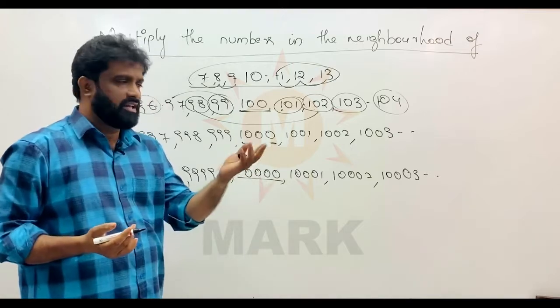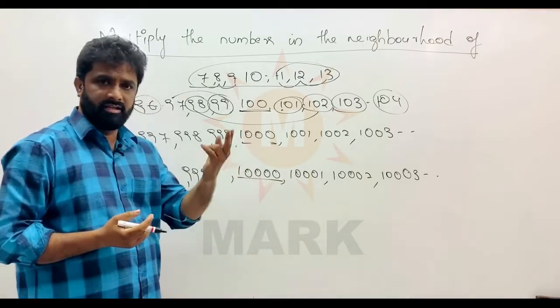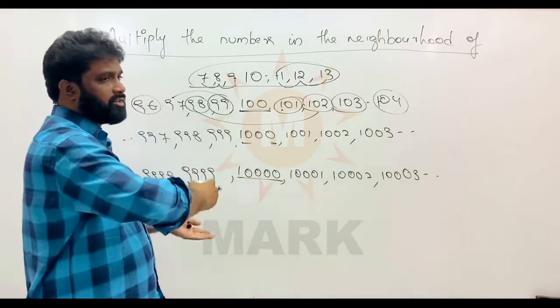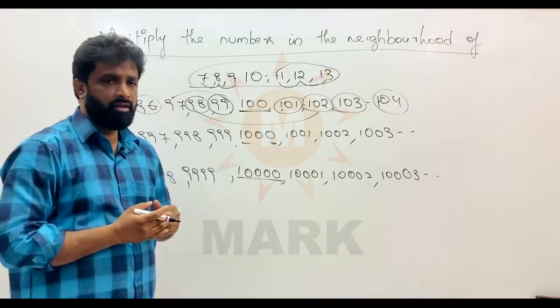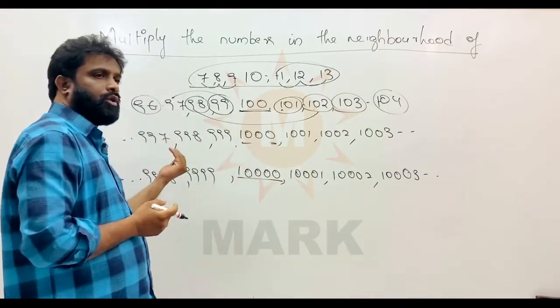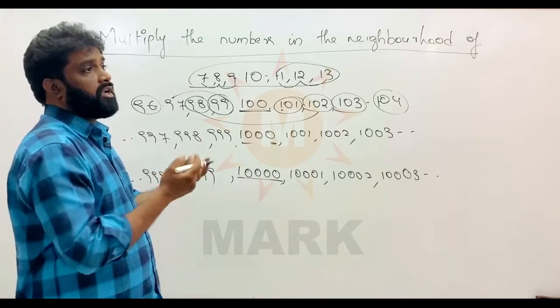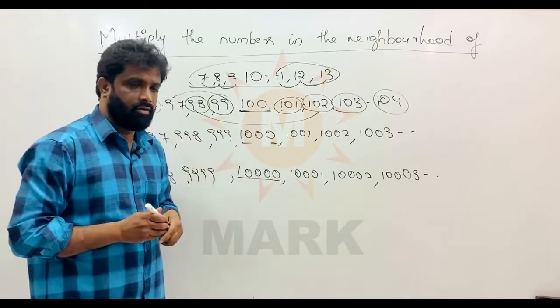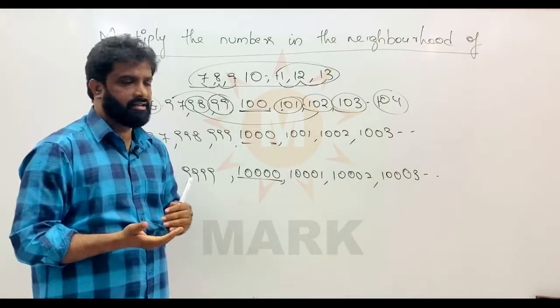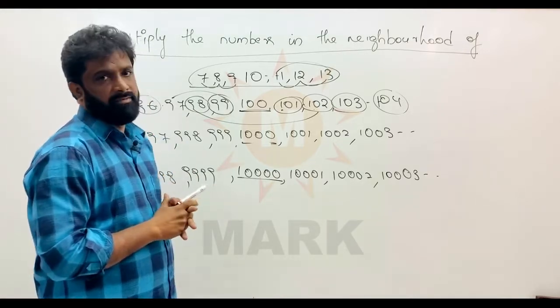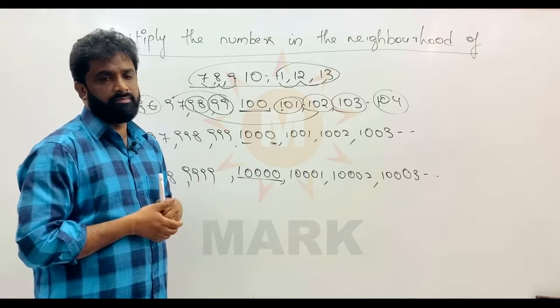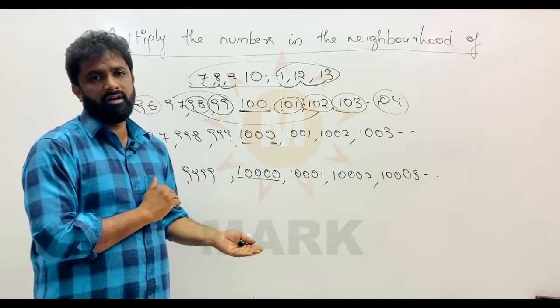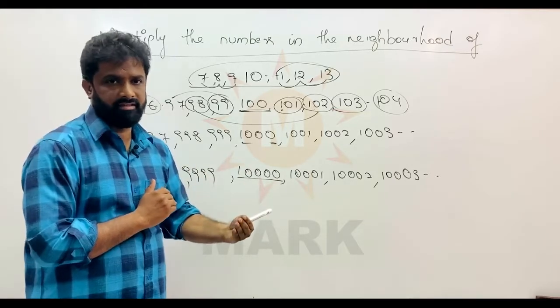So we will divide these multiplications into three cases. What if both the numbers are in the upper neighborhood? What if both the numbers are in the lower neighborhood? And what if one number is in the upper neighborhood and the other number is in the lower neighborhood? Like that we will divide into three categories and we will see how easily and how fastly we can solve these multiplications when compared to the conventional methods, right?